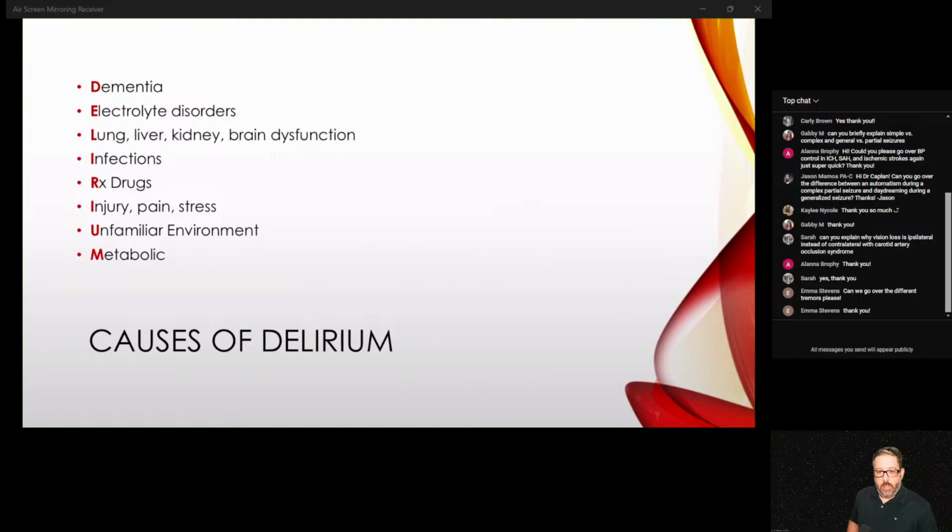Just remember the mnemonic DELIRIUM for causes of delirium. So when you're going through your differentials and thinking about, is this delirium or dementia, look at the underlying causes. Exacerbated dementia can cause delirium in acute phases. Obviously, they're going to be confused, but towards the end in dementia, they can have some delirium as well.